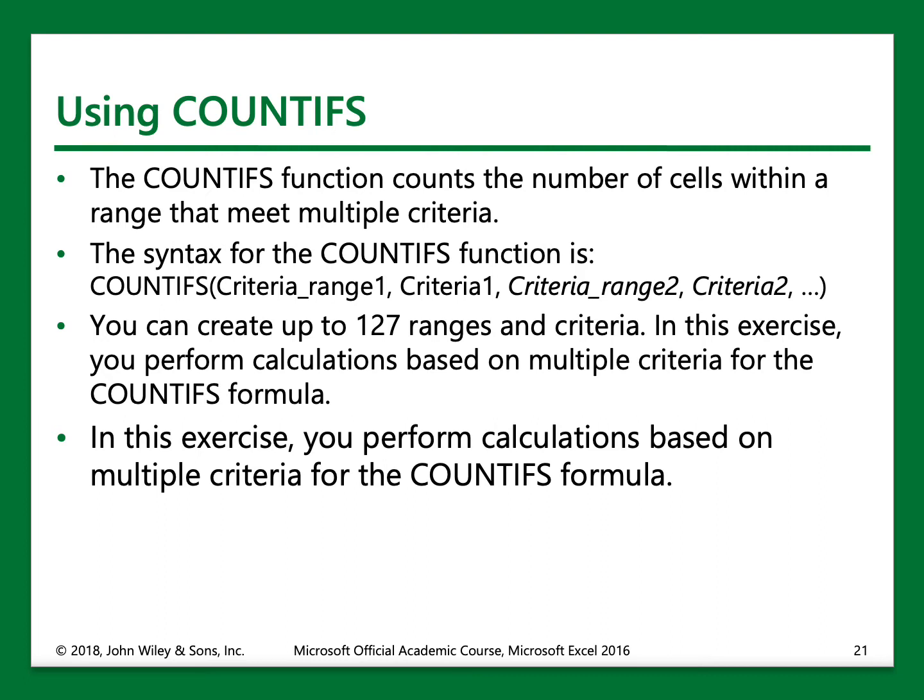Now COUNTIF just has one criterion that you're checking. You can have multiple criteria using the COUNTIFS function. So count how many times something happened if it meets criteria 1, criteria 2, criteria 3, etc. Now you can have up to 127 different ranges and criteria, okay? So that's an awful lot of fine-grained detail you can get there.